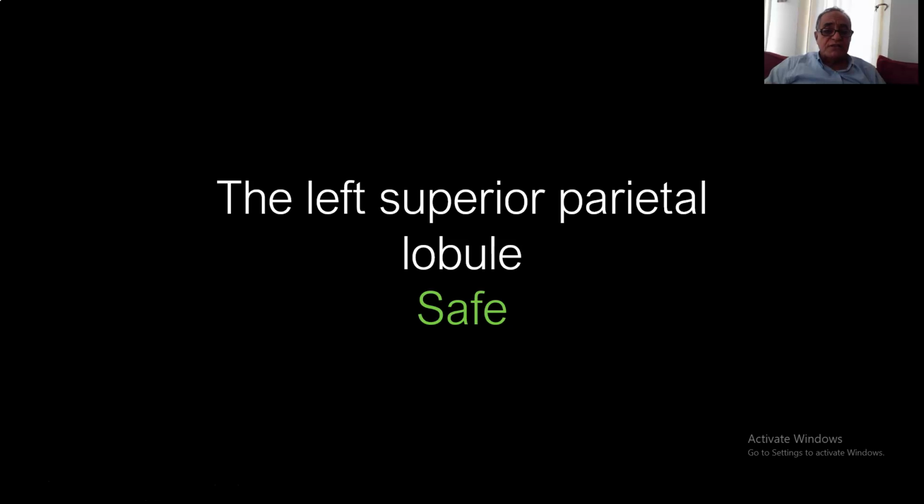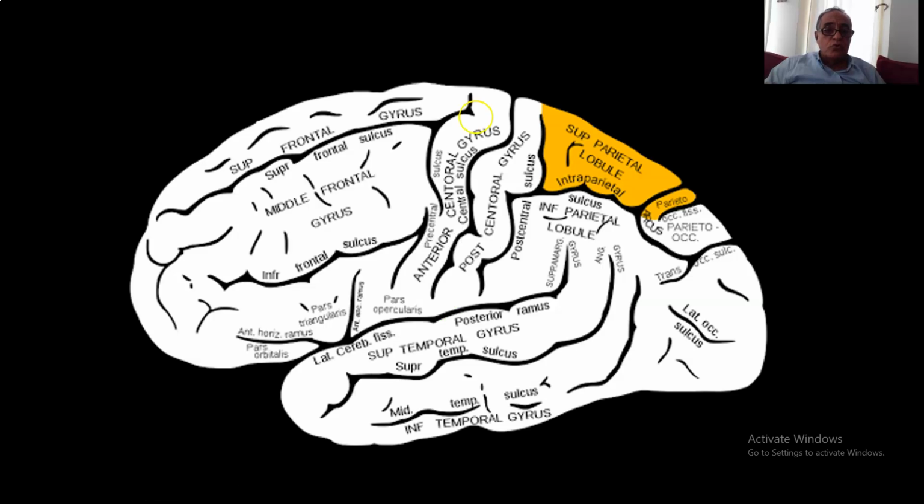Another thing to discuss is the superior parietal lobule. It is a safe lobule. When you go in the dominant hemisphere, the superior parietal lobule in the dominant hemisphere is still safe, but the inferior parietal lobule is very dangerous. Why? Because it carries two important gyri, the supramarginal and the angular gyrus.